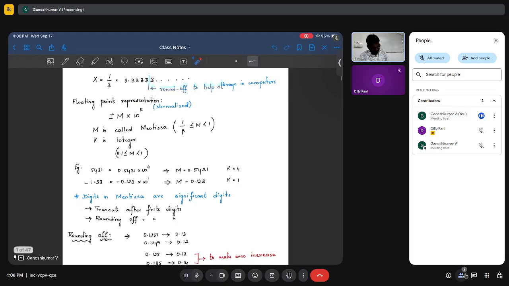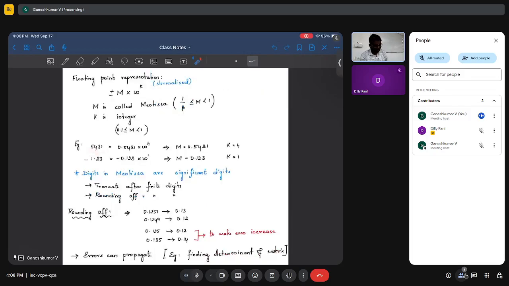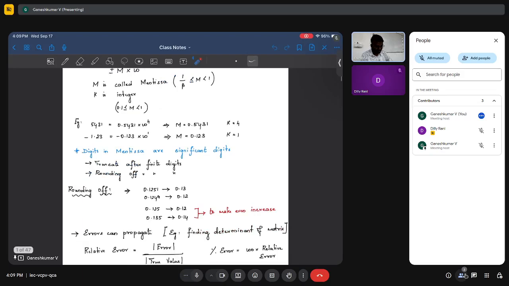So for example, if you have 5431 as your number, you store it as 0.5431 times 10 power 4, which is basically 5431. But this is how we store it in the computer. This is called the floating point representation of a number. And this part is the mantissa, and k is the integer, and here it is 4.